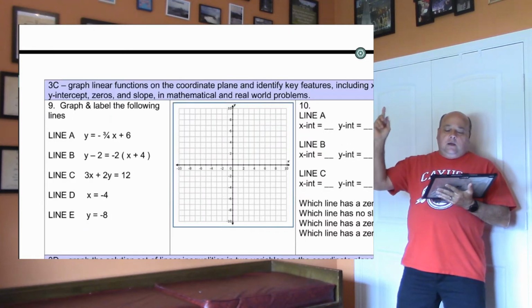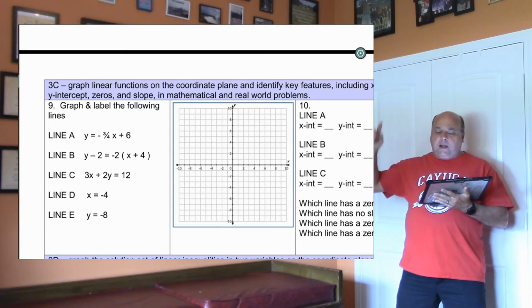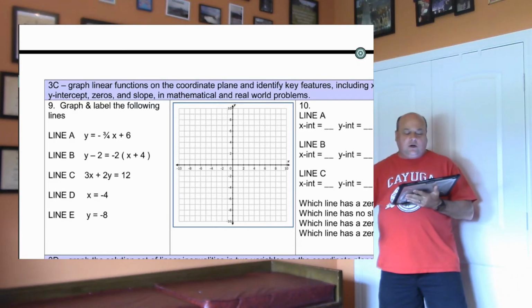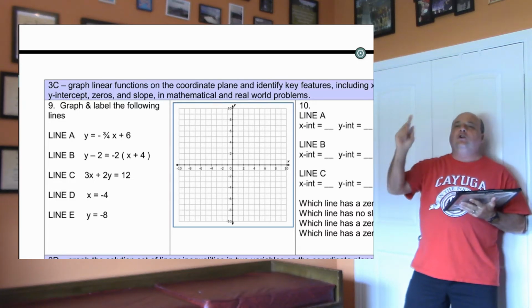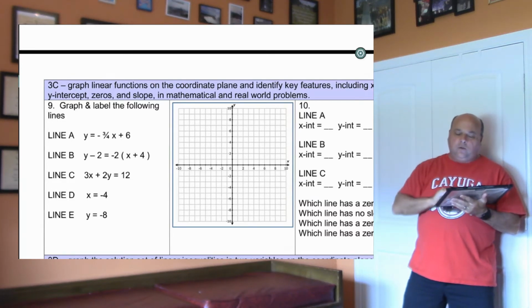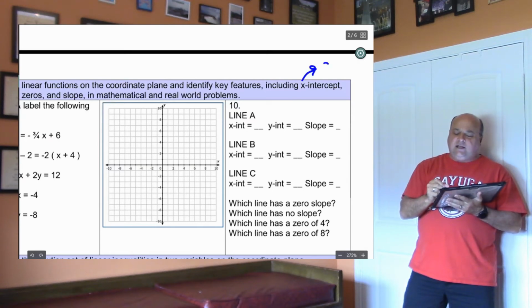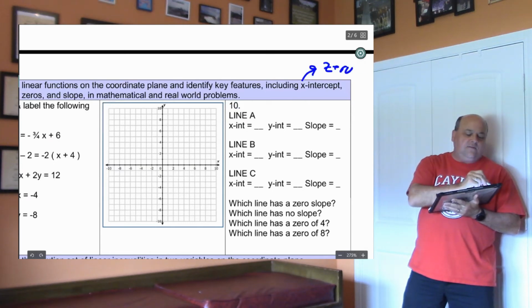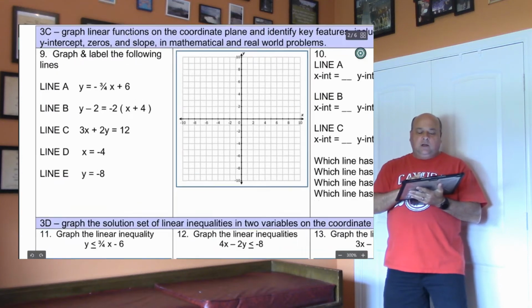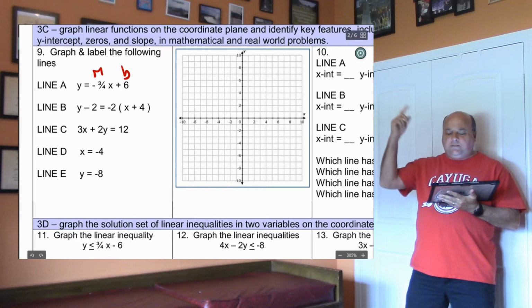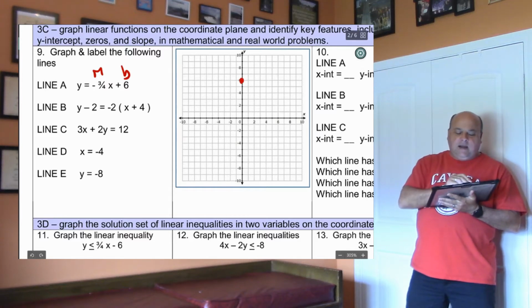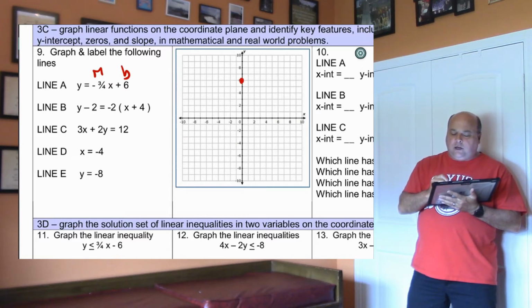Okay. Graph linear functions on the coordinate plane that identify key attributes, including the x-intercept, the y-intercept, the zeros, and the slope, okay? Remember, your x-intercept is called the 0. So write that down. Your x-intercept is called the 0 of the function. Okay? So let's do line A. This is my slope. This is my y-intercept. I'm going to start off at 6, and my slope tells me to go down 3, 1, 2, 3, and over 4. 1, 2, 3, 4, and repeat the process.